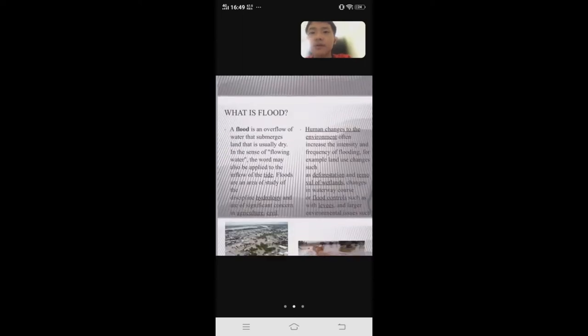What is flood? A flood is an overflow of water that submerges land that is usually dry. In the sense of flowing water, the word may also be applied to the inflow of a tide. Floods are an area of study of the discipline hydrology and are of significant concern in agriculture.